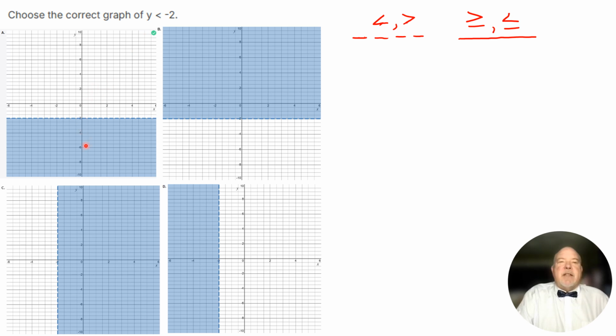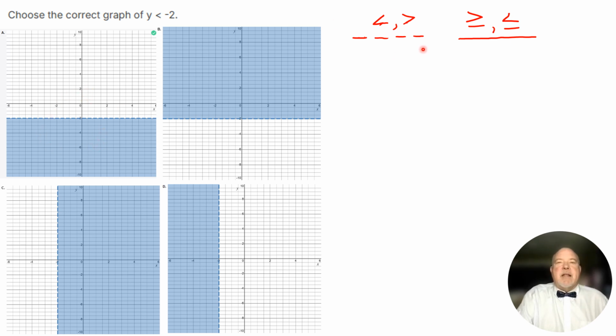So again, let me just re-say what I just did. To check which side to shade on, plug a point into your inequality. Actually, you wouldn't do this with an equation, I take that back. So you plug in a point. 0, 0 is a good point to plug in. So I plug in 0 for y. I get 0 is less than -2. That's not true. So that is not a solution to the inequality. So that means all the solutions are on the other side.